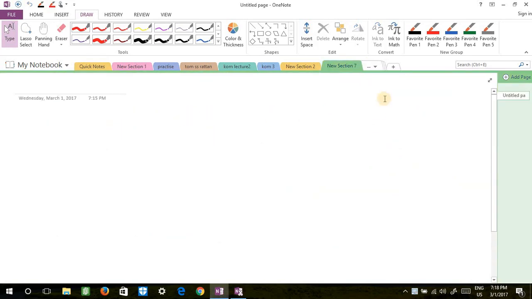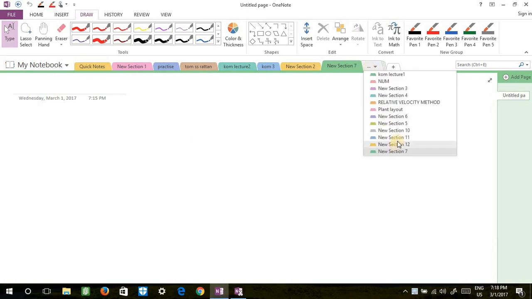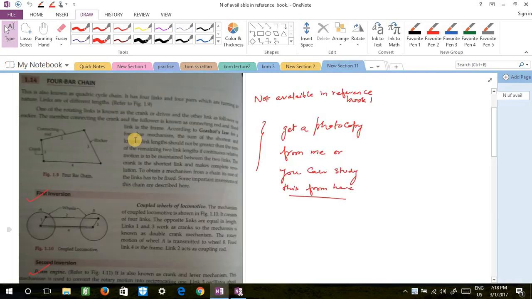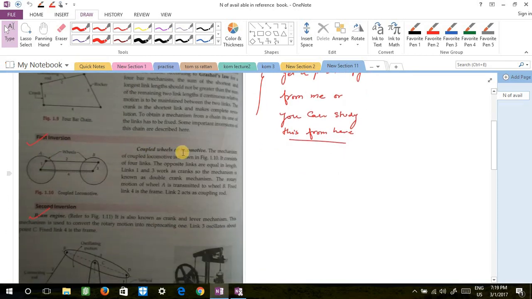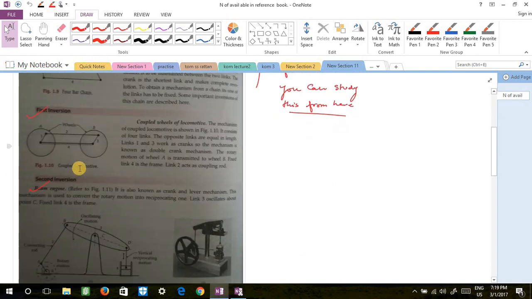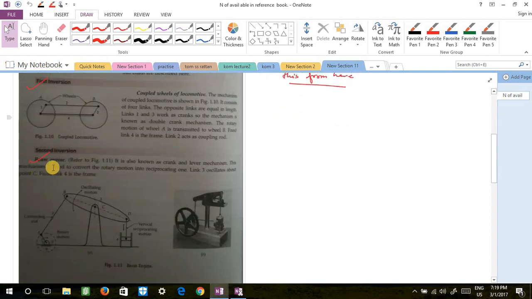So in the first lecture I will discuss the 4-bar chain. In 4-bar chain we have studied various inversions. I will just explain here which inversion is which one. The inversions of 4-bar chain are: the first inversion is coupled wheel locomotives. In the second inversion, beam engine.